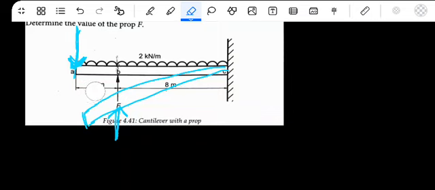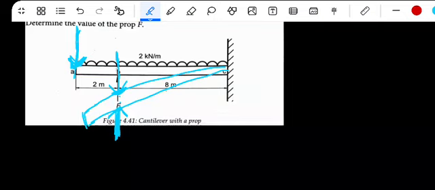Since this propped force is acting, it will cause a reaction to take place there, right? And then that reaction that takes place at that point, we are supposed to subtract it. So that means the deflection at B must be equal to the deflection where the prop is taking place.